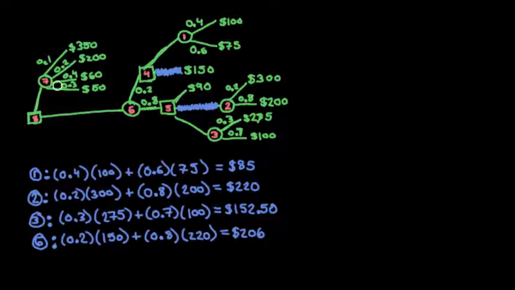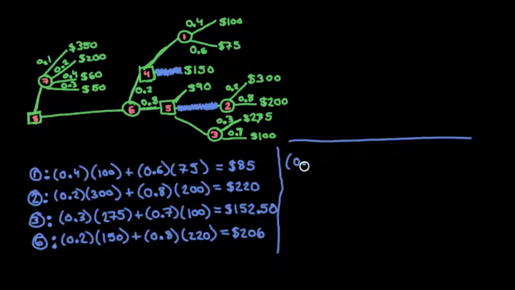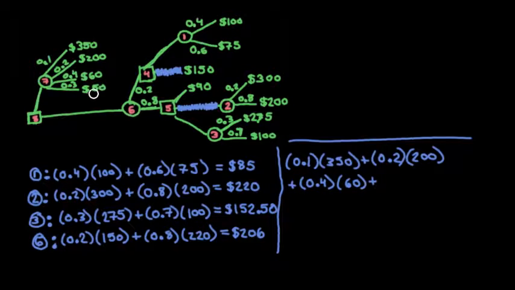Now we just have node 7 to worry about. That is just going to be a longer expected value calculation. 10% chance of $350 plus 20% chance of $200 plus 30% chance of $60 plus 30% chance of $50 equals $114.